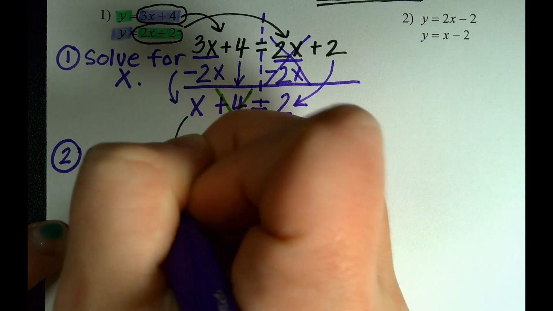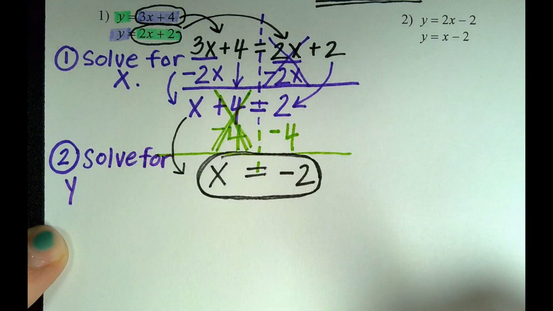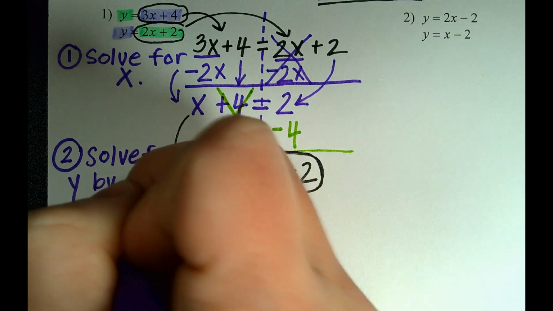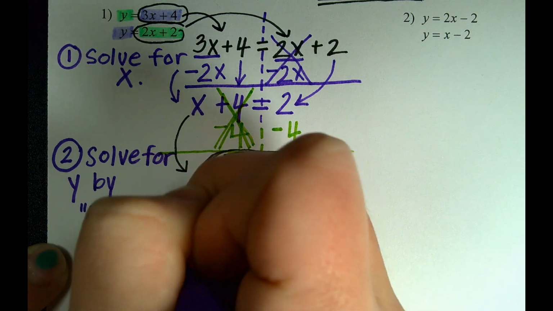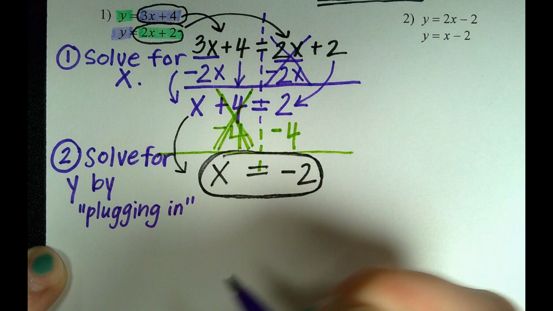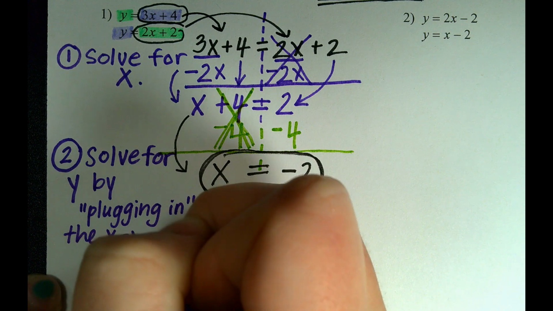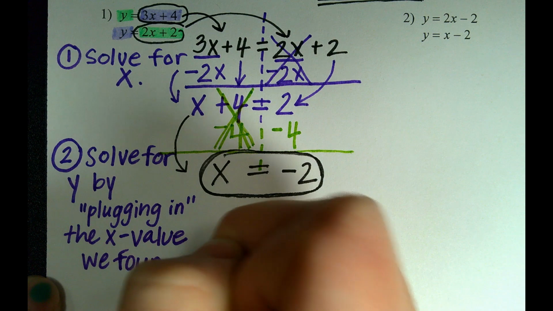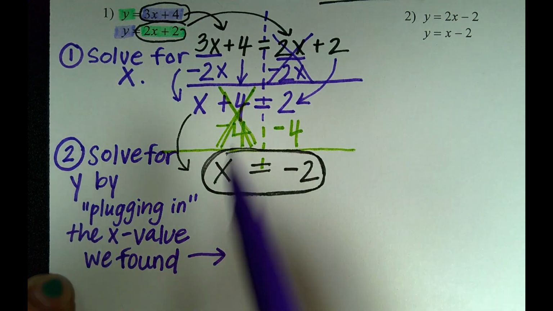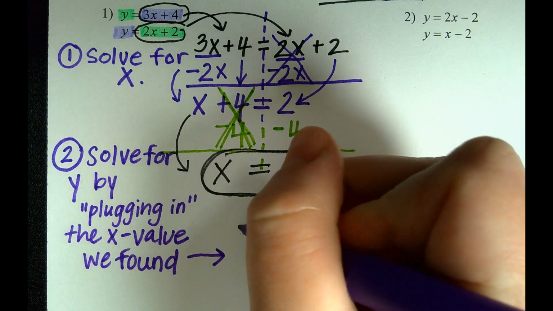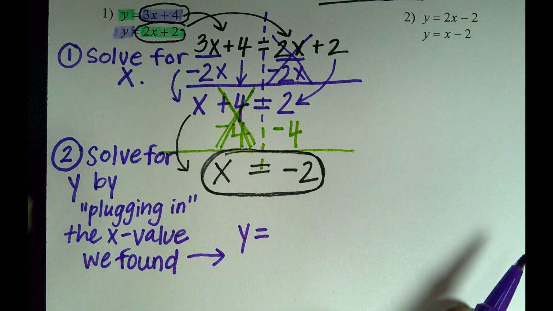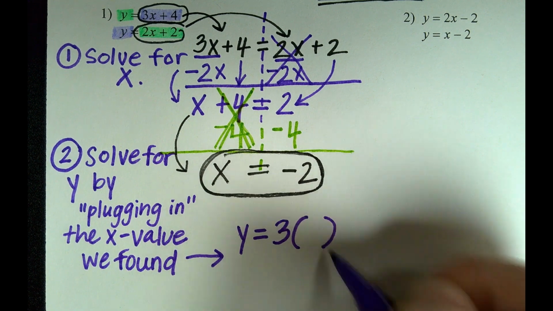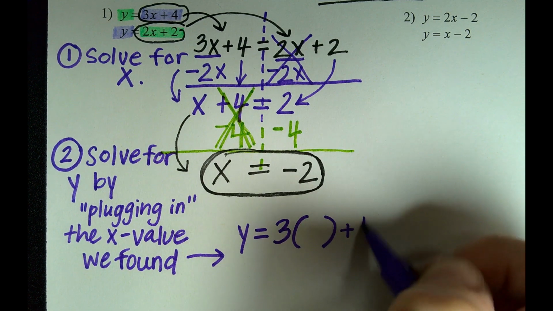solve for y by plugging in the x value we just found. So I'm going to write that top one. y equals 3x plus 4. 3, I will leave a space for x, plus 4.